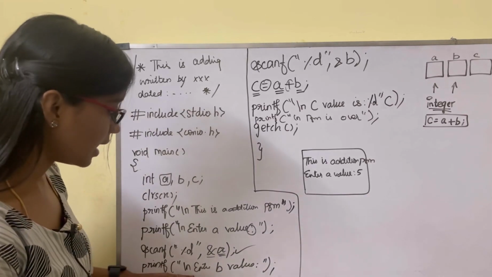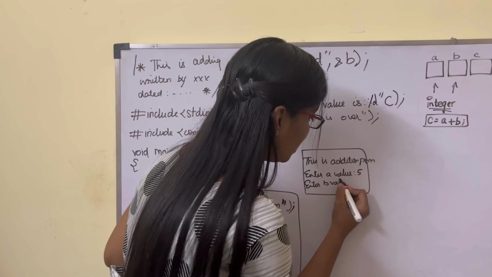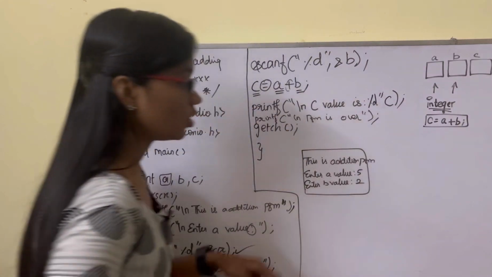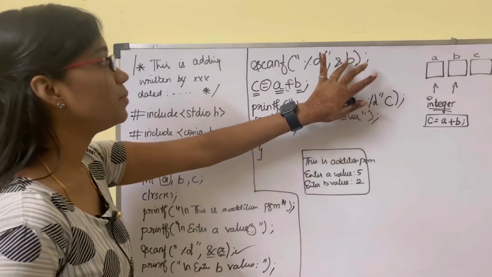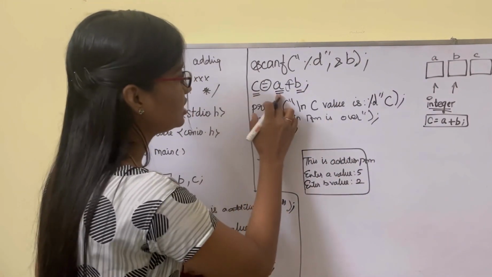Then enter b value. It is going to print enter b value. Here I am giving 2. To accept this 2 and store it in the b memory space, I have given this scanf. Then c is equal to a plus b.